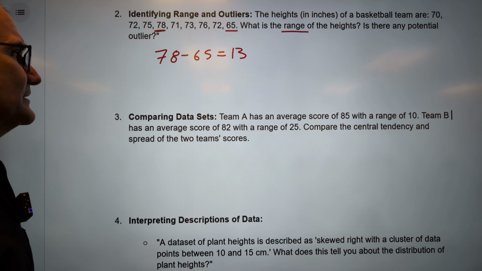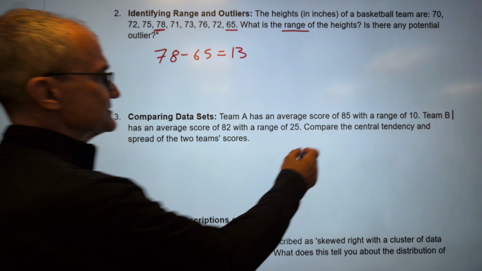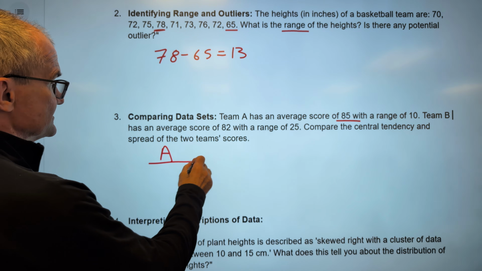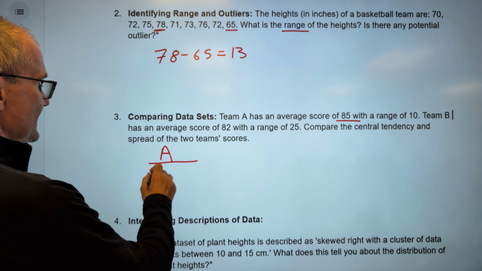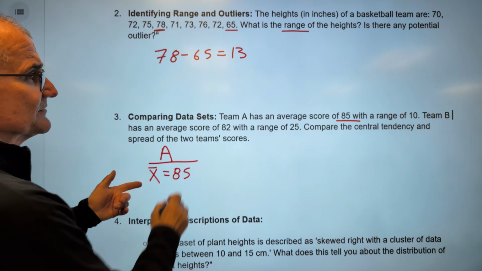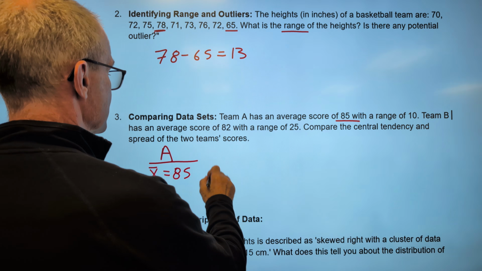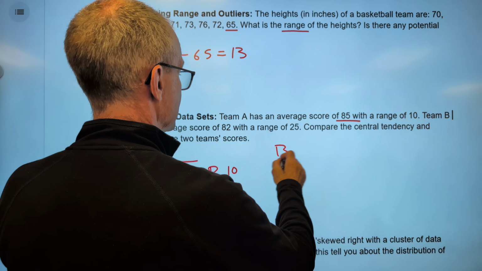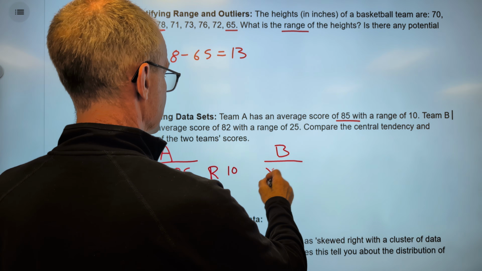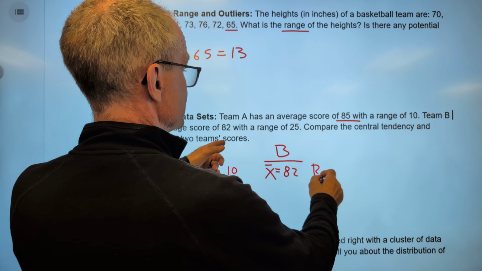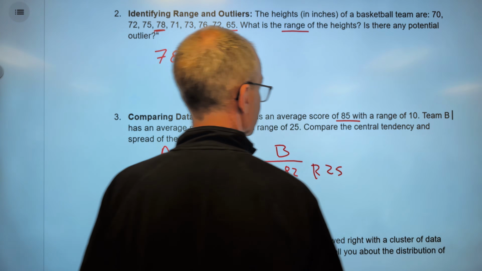Okay, number 3, comparing data sets. Team A has an average score of 85. So I like to write these data points out like this. So we're talking about Team A has an average score of 85. Remember, X bar is average, and a range of 10. Team B has an average score of 82, pretty similar averages, but a range of 25.